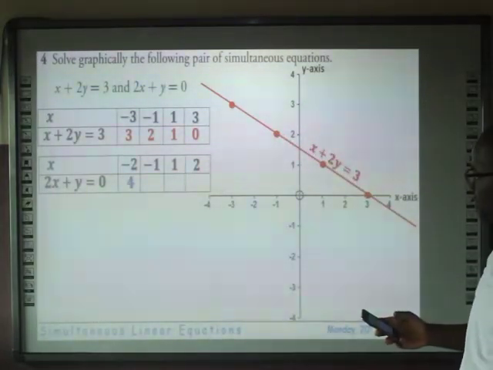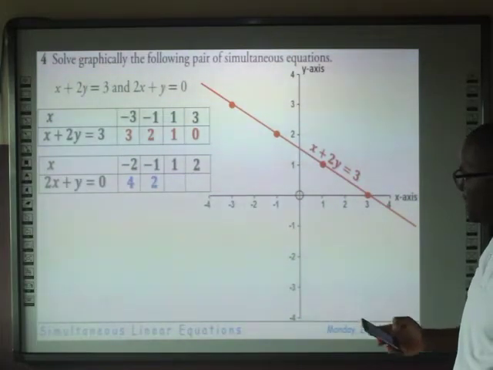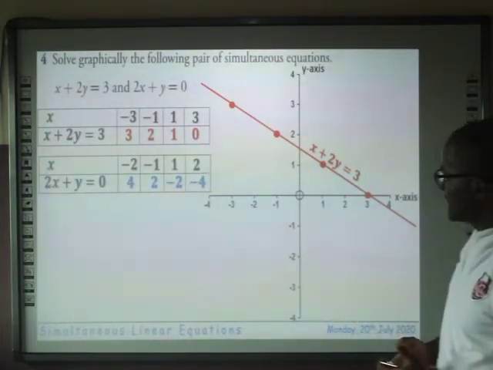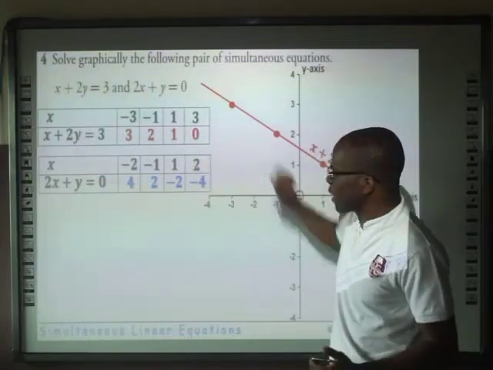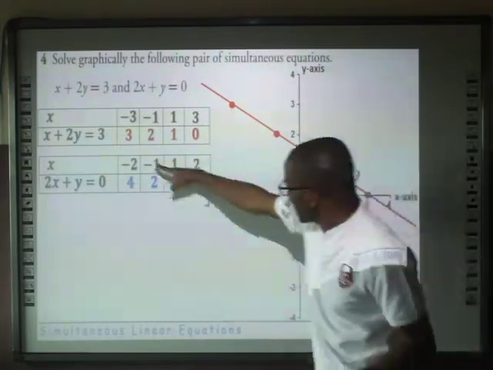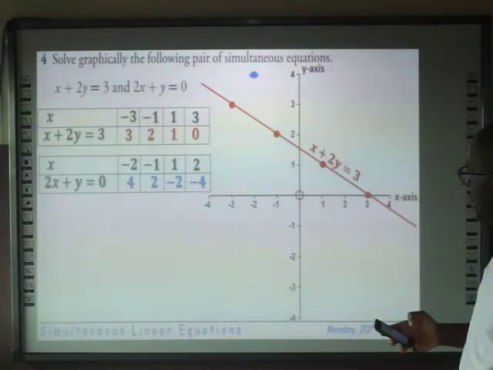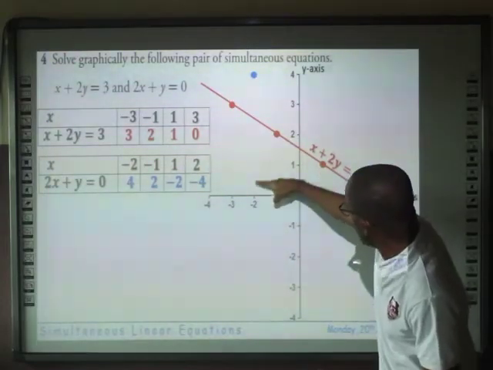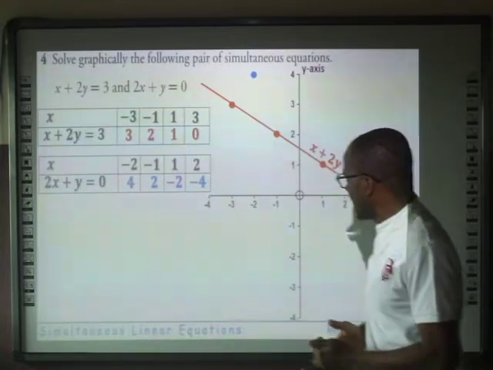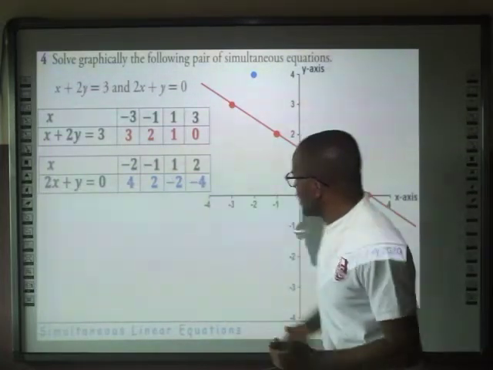So for each of these values of x, you need to get the corresponding values of y. Alright, so there we go. Those are the corresponding values of y, and with these, we now plot the points. So when x is minus 2, y is 4. I'm going to use blue dots and a blue line here now. When x is minus 2, y is 4 up there. When x is minus 1, y is 2.